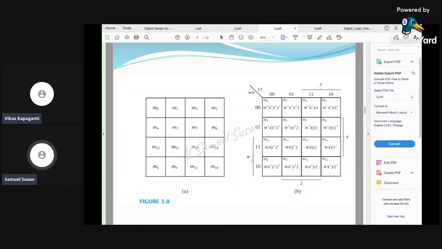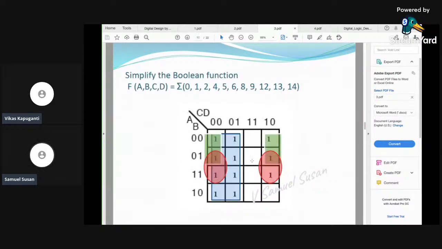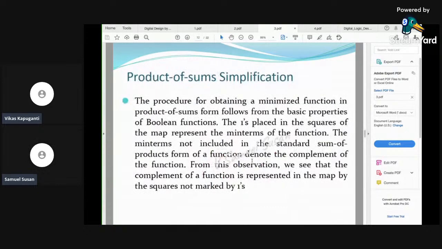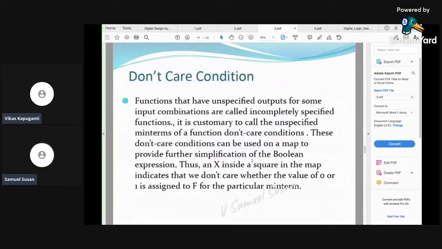And in K maps also there may be multiple answers, because the mapping can be done in different ways. The only thing is, yeah, next one, go forward two more slides. You will find an expression there. Yeah, this is a structure of four variable, and in the next slide you can find the example. Next slide. Yeah, this one.